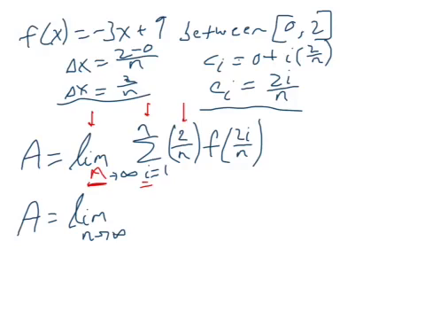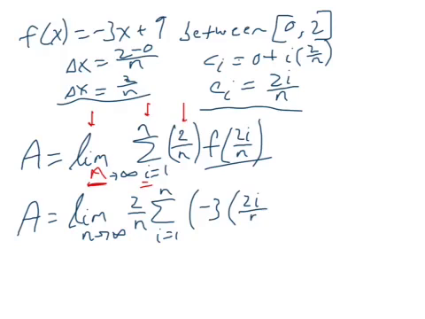So I'm going to pull that 2 over n out front, and I'm left with this f at 2I over n. Well, let's go ahead and evaluate that. That's going to be negative 3 times, not x, but we're going to put everywhere there's an x, 2I over n.